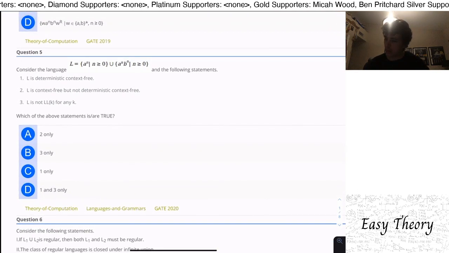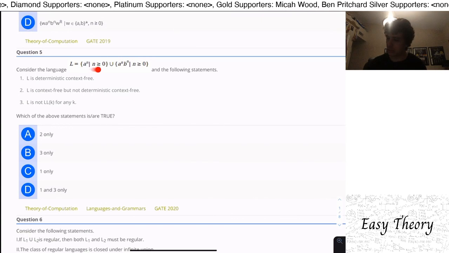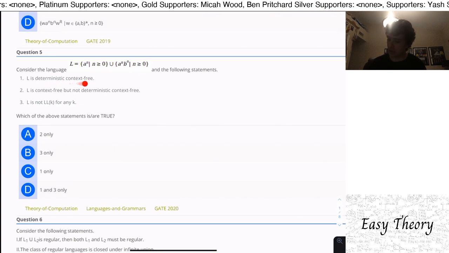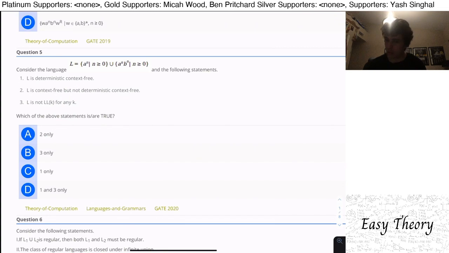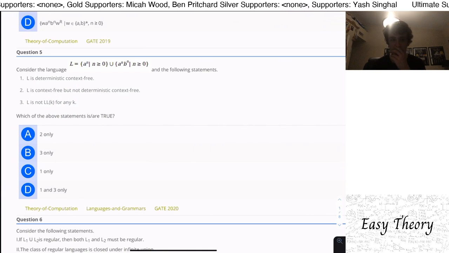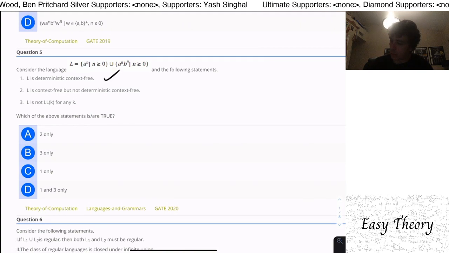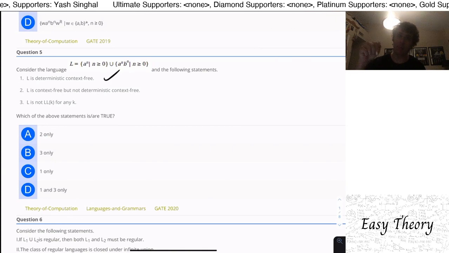So consider the language. This one, which is basically A star, union, A to the n, B to the n. L, so which of these statements is true? So L is deterministic context-free. Is it deterministic context-free? Yes, because I would say 1 is true because the DPDA for it would read the A's, push them onto the stack, and if it happened to read a B afterward, then it would proceed to a part where it pops up all the B's and tries to match them up.